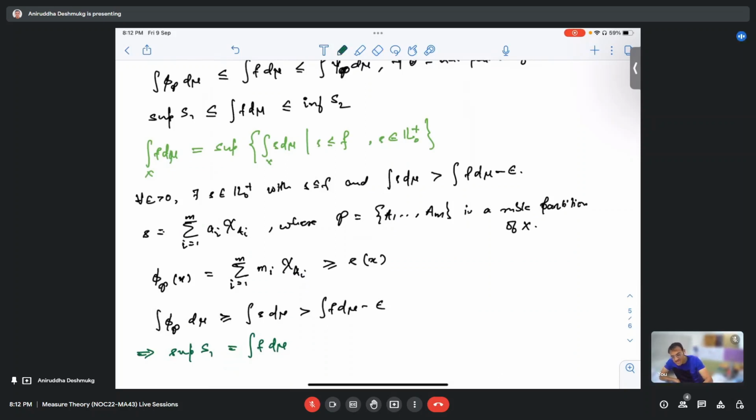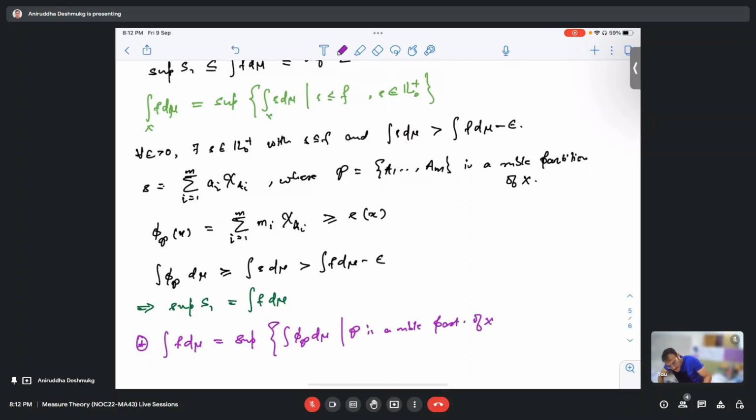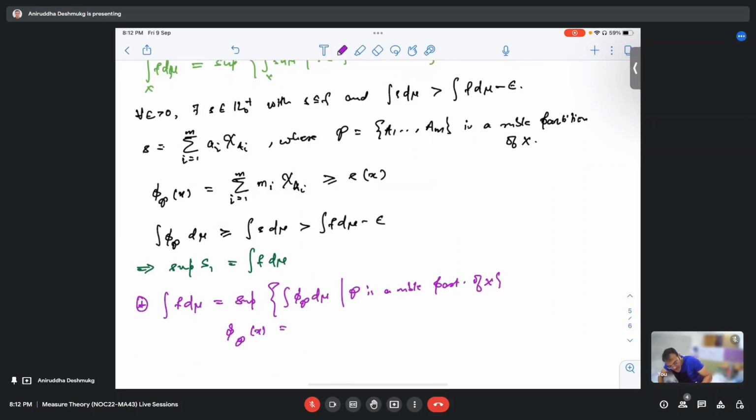So I have characterized the integral of f in this manner. The integral of f dμ is equal to the supremum of the integral of φ_P dμ, where P is a measurable partition. And how is this φ_P defined? φ of the partition P at x is the summation of m_i chi E_i, i from 1 to n, where m_i is the infimum of f(x) as x varies in E_i.